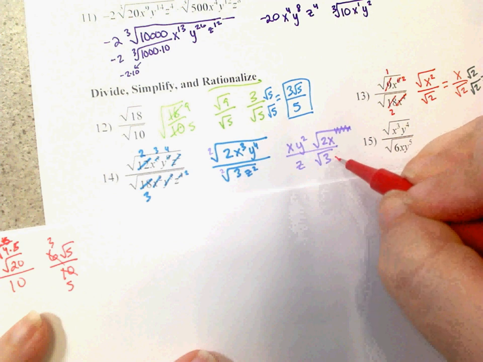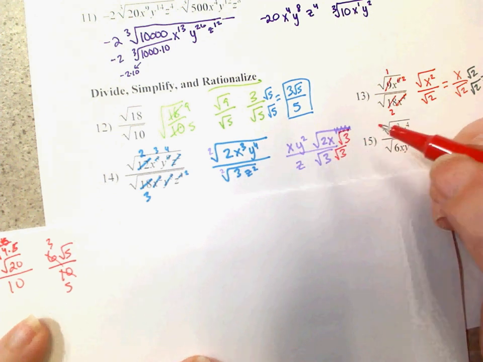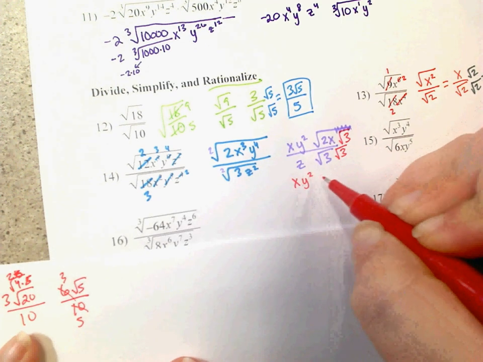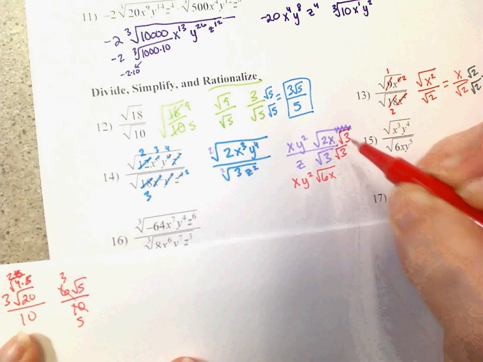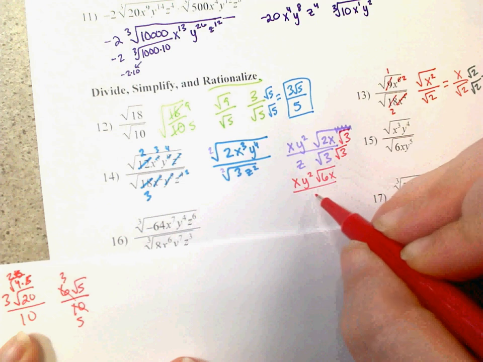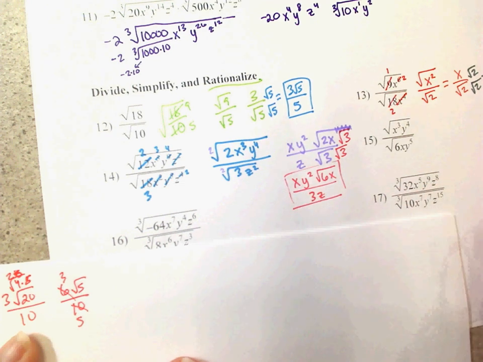And so what I get is x y squared times the square root of 6x, 2 times 3, divided by square root of 3 times square root of 3, which is 3, so 3z. And that is my answer. Alright. Number 15.